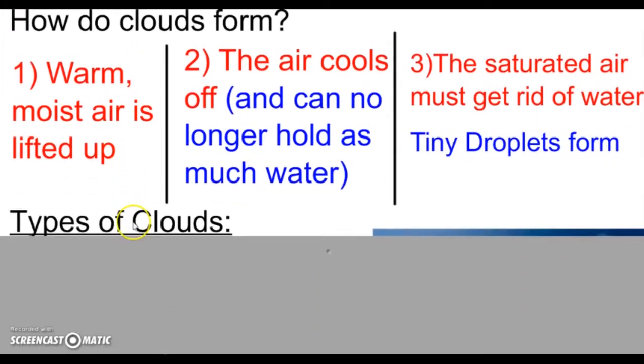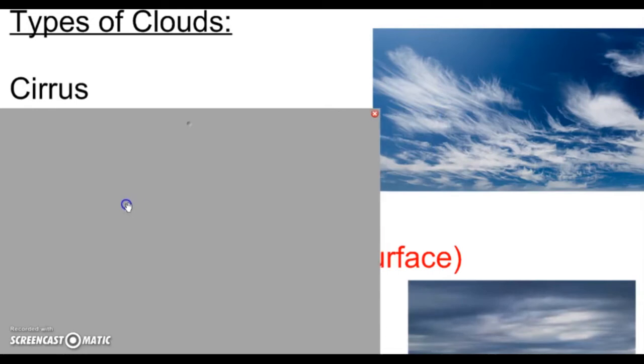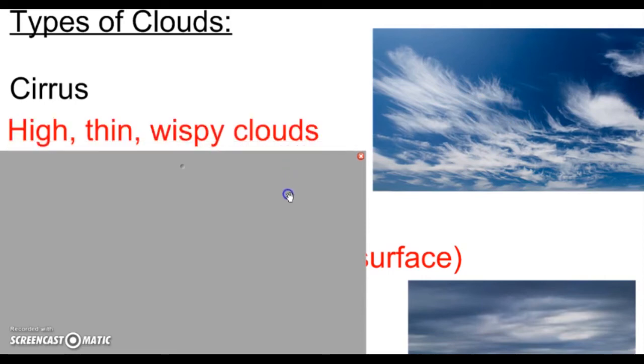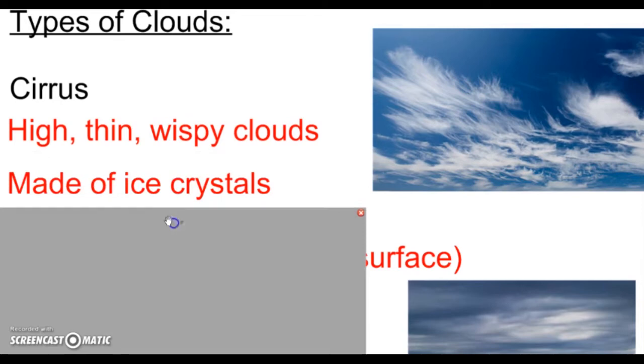So we're going to cover three really basic types of clouds right now. The first type of cloud, the cirrus cloud. Here's a picture of it. These really high up, wispy clouds. They're really thin. Those are high, thin, wispy clouds. And they're made of ice crystals that are way up high in the atmosphere.